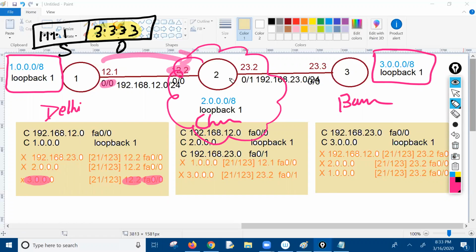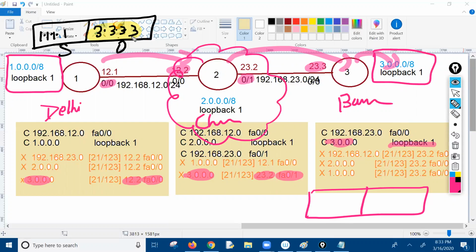The packet comes to R2. R2 will look up the routing table. Do we have information? Yes. Forward the packet to 23 or 2. From which interface? Do we have information? Forward the packet to loopback number 1. This is the request packet coming. A reply will be generated. In the reply, the source will become the destination and the destination will become the source.